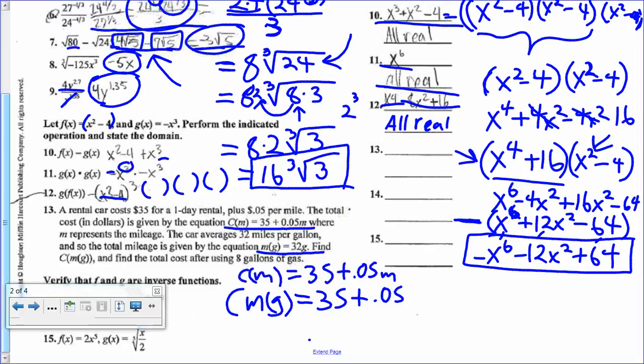Now, find the total cost after using 8 gallons of gas. All right. So M represents the mileage, okay? If we used 8 gallons of gas, let's just do this a common sense way. So if we used 8 gallons of gas and we get 32 miles per gallon, that's 32 to 1. Okay.